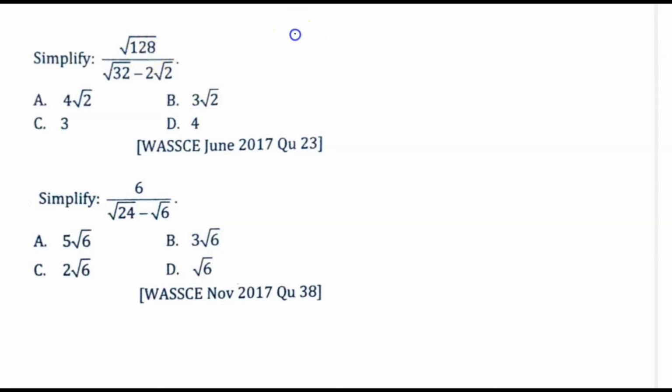So having root of 128 all divided by root of 32 minus 2 root 2. When we look at root of 128 and simplify that, that gives us an answer of 8 root 2. Root of 32 also gives an answer of 4 root 2.